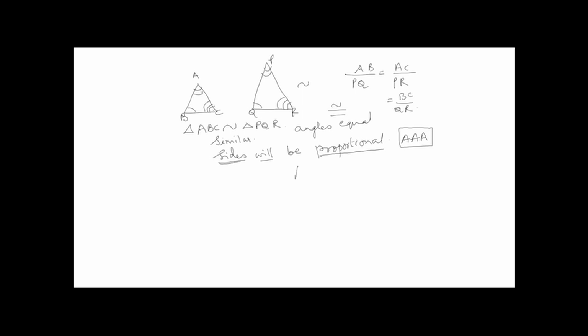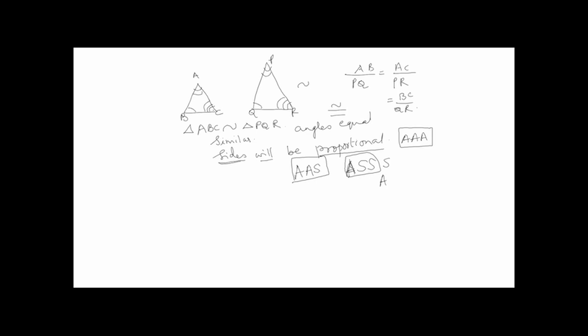Now, what about AAS? Do we have AAS? Angle, angle, side? Yes, ma'am. What about ASS? No, ma'am. ASA is there. ASS is not there. If you want, you can construct one triangle.